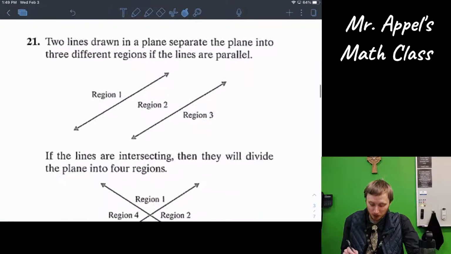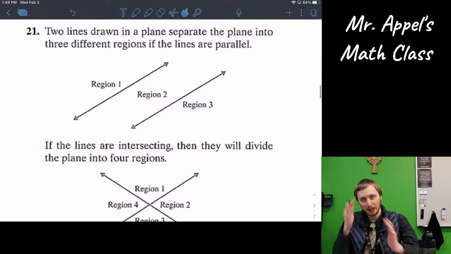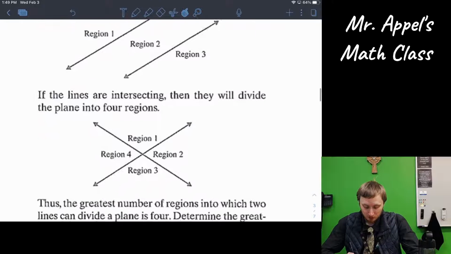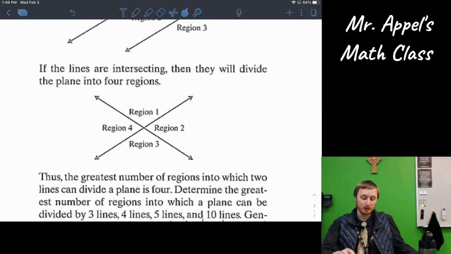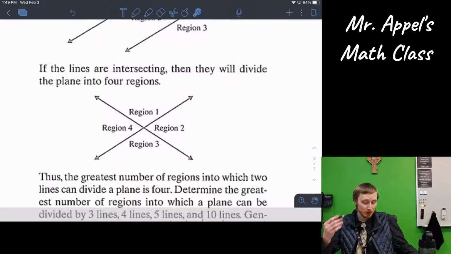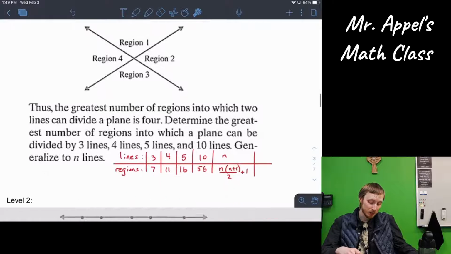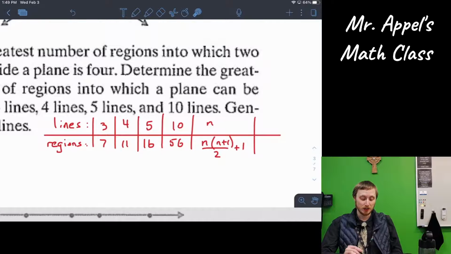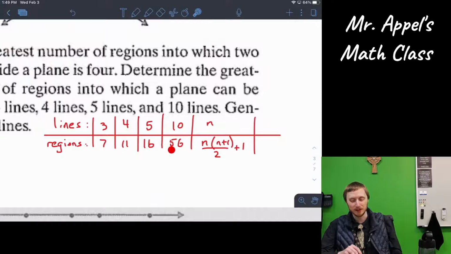And last one for level 1, dividing up the plane into regions with a number of lines. We found just from those 2 lines that the number of regions differs depending on how many intersections we create. So we're going to make as many intersections as possible to create as many regions as possible. And here's a table summarizing the results. 3 lines get you 7 regions, 4 gets 11, 5 gives you 16, 10 gives you 56.